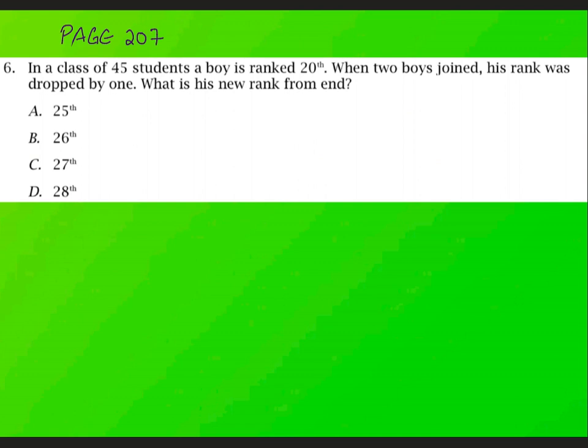Now there's a class of 45 students, and there's a boy who ranked 20th in the class. So basically when he's here, there are 19 people who ranked above him, and there are 25 people who ranked below him. Now what's happening is there are two more boys joining the class, and the effect is that his rank is dropped by 1, which means he is one position less, which also means now he has 20 people who ranked more than him.